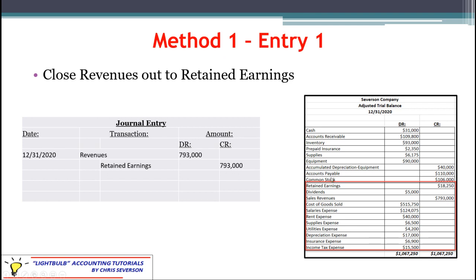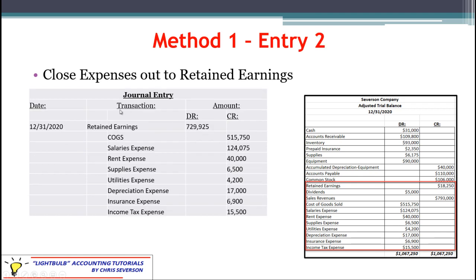That essentially, remember we started with an $18,000 balance. This one entry is already increasing this balance by quite a bit, but we're not done yet. So this is the first closing entry. The second closing entry is to close expenses out to retained earnings. Now notice we have quite a few expenses. They're all on the debit side where we would normally expect them.